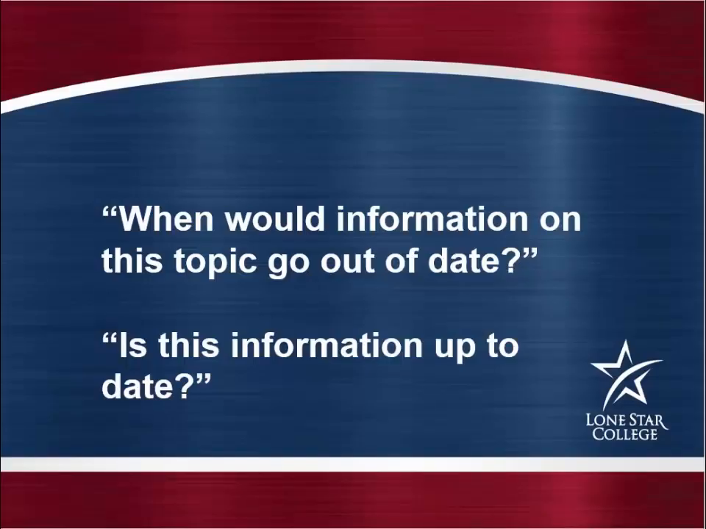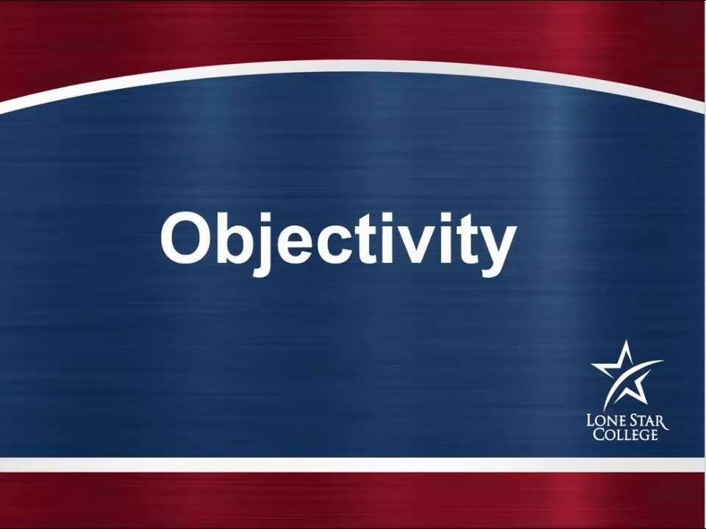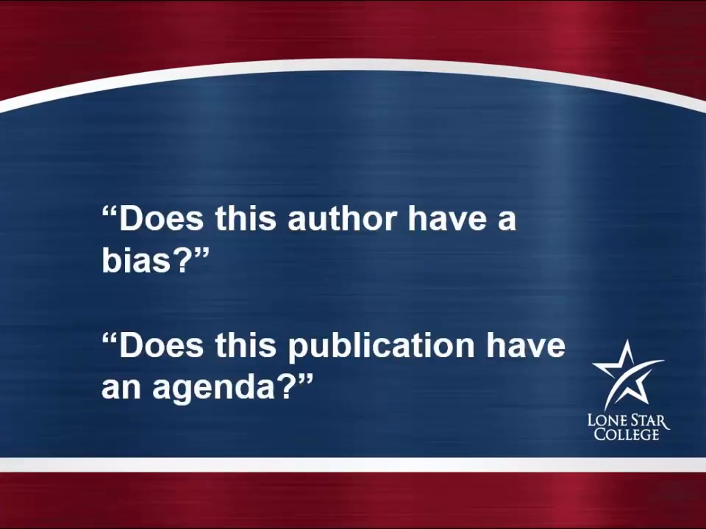So to evaluate currency, you need to ask two questions in order. First, when would information on this topic go out of date? Then you can ask yourself, is this information source up to date? The third principle is objectivity. When you encounter information, ask yourself, does this author or publication have a bias or agenda?